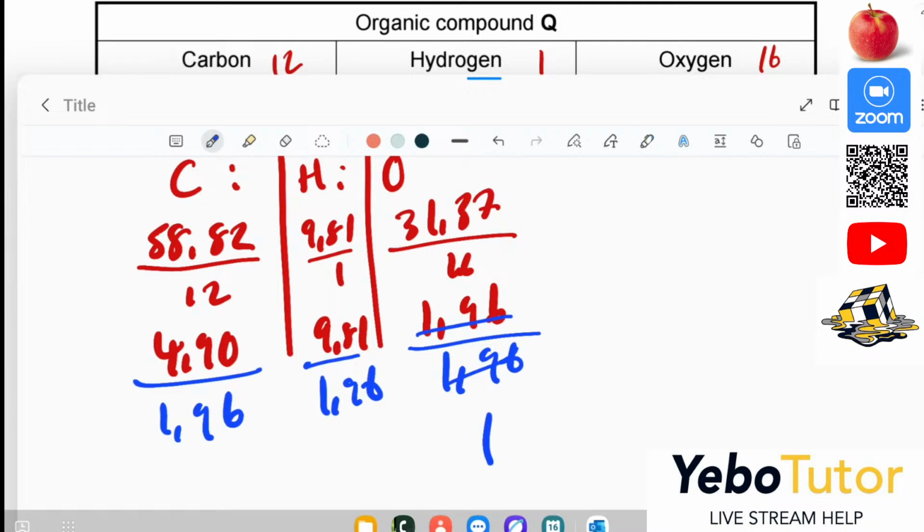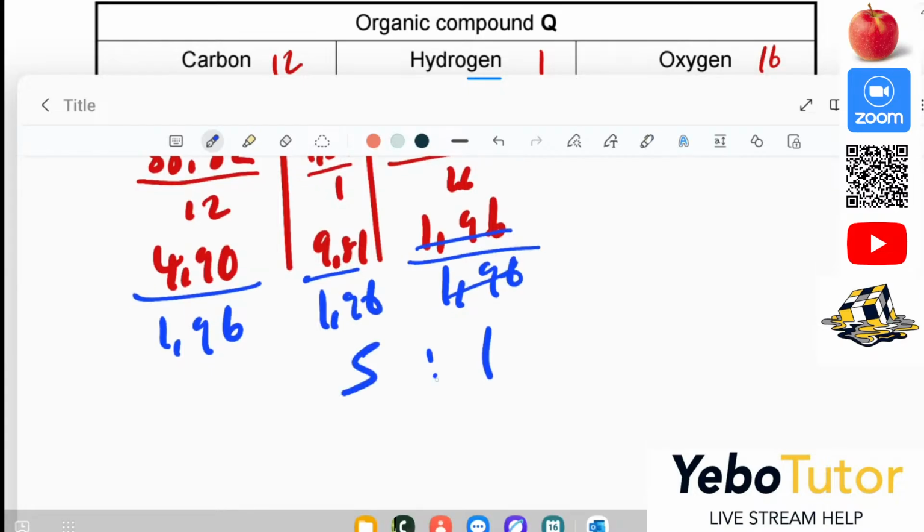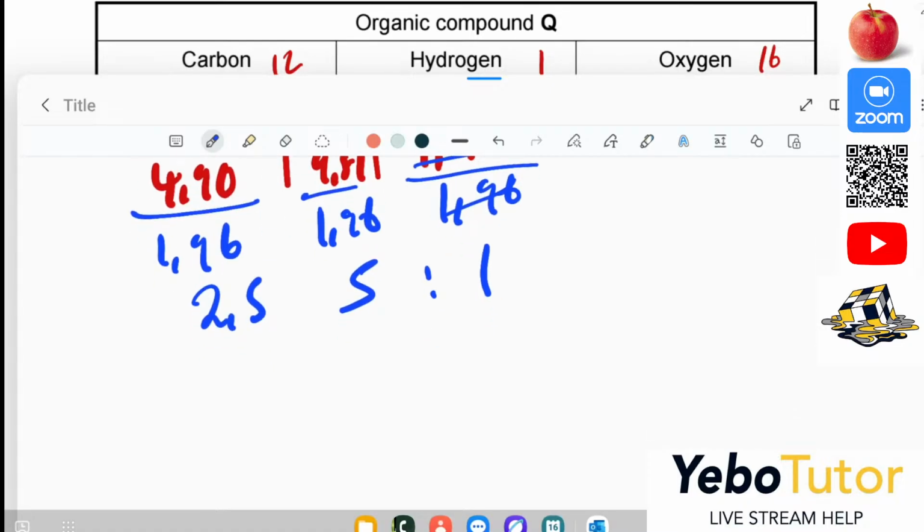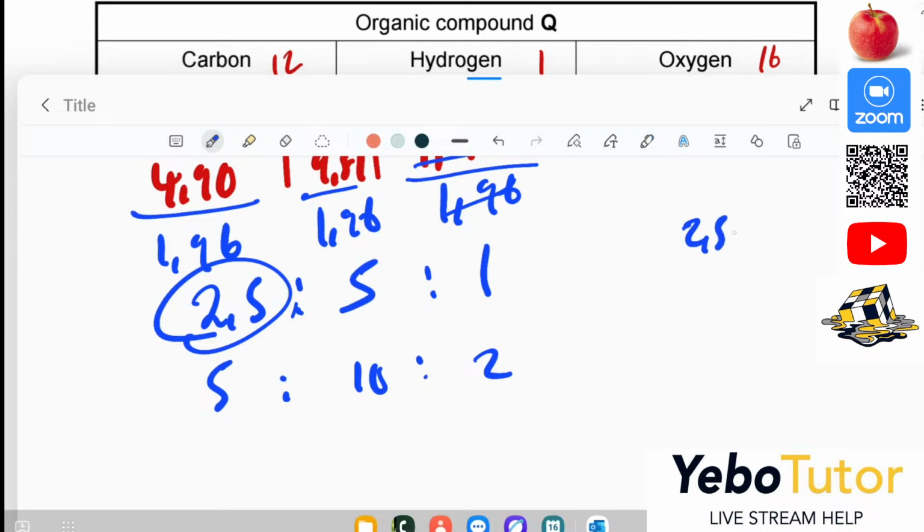We divide all through by 1.96 so that you can get the formula they want. So now that will be 1 for oxygen, then 5 for hydrogen, then 4.9 divided by 1.96, that will be 2.5. To make our life easier and remove that comma, 2.5 is equivalent to 5 over 2. So to remove it, we just multiply all through by 2. So 5 times 2 is 10, and 1 times 2 is 2.